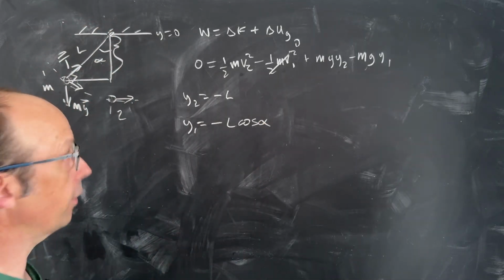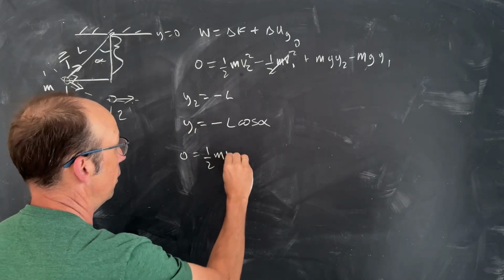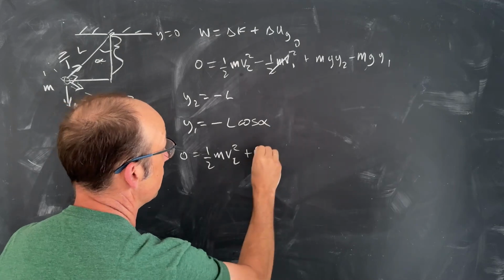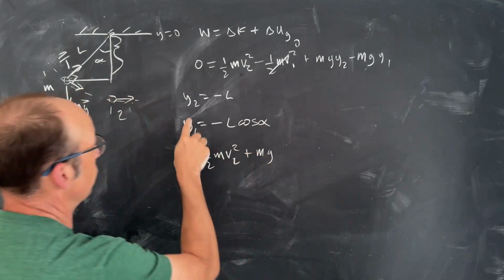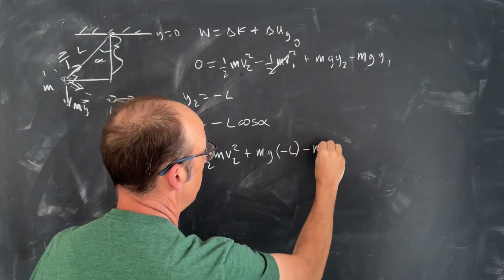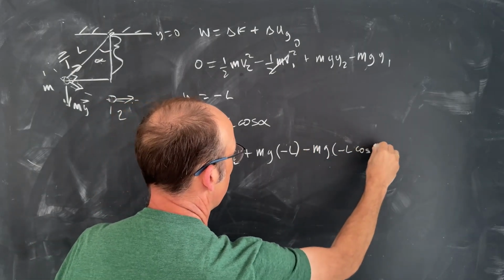So let's put all this stuff in. So now I have 0 equals 1/2 m v2 squared plus m g y2, where y2 is negative L, minus m g y1, which is negative L cosine alpha.